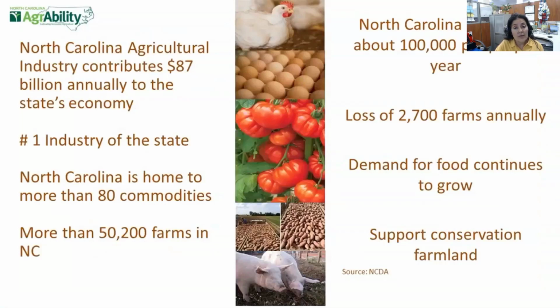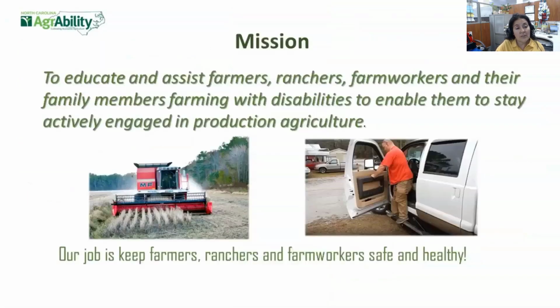We are gaining 100,000 people every year in North Carolina, and it's been reported that we are losing 2,700 farms by the reporting 5-year census. So by working on the AgrAbility mission, we are really helping by having information and being able to educate and assist those owners or the families that live in those more than 50,000 farms in North Carolina. We also have about 150,000 farm workers, plus all the families and people who live on those farms.